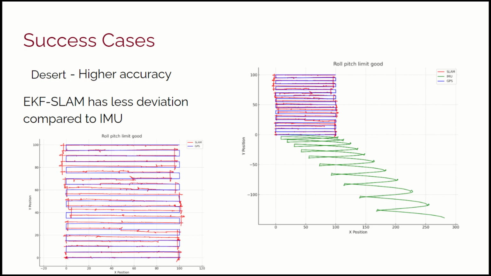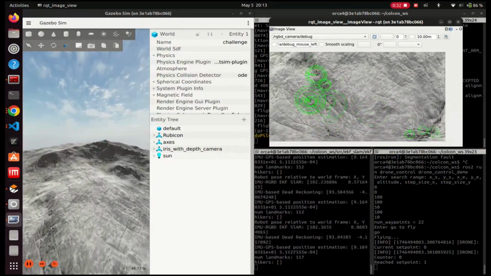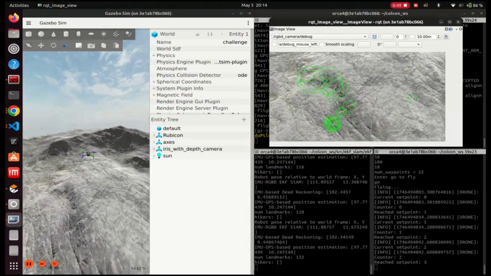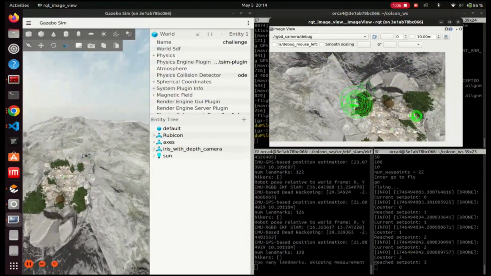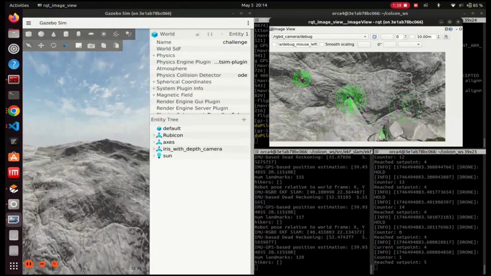You can see that the IMU's error accumulates over time. This results in the IMU becoming significantly less accurate over time when compared to SLAM. Moving on, we are simulating a mountainous environment. You may observe the EKF SLAM working with the same interface as before. Notable landmarks such as rock edges are tracked in green.